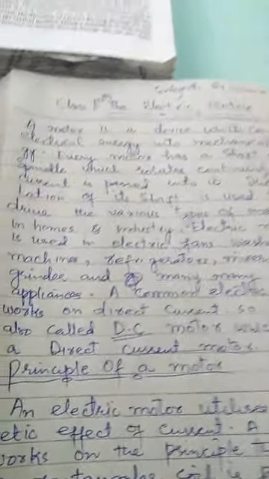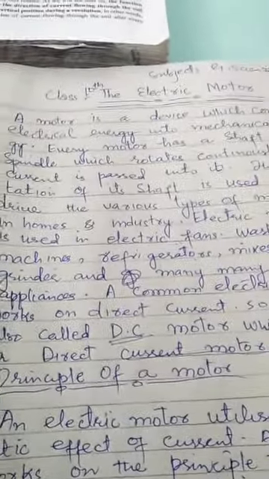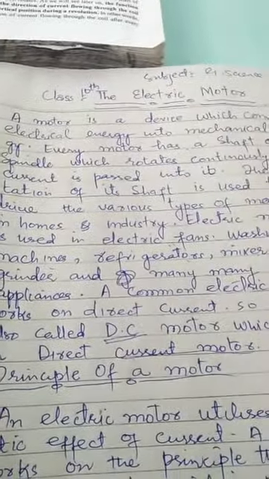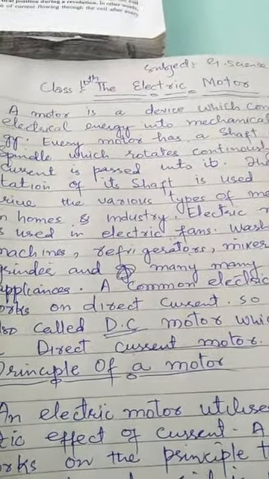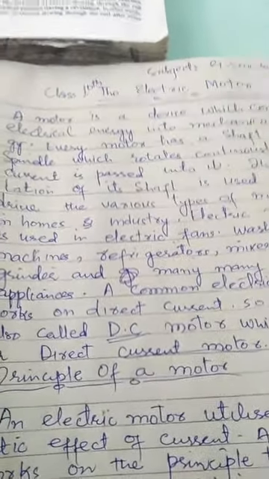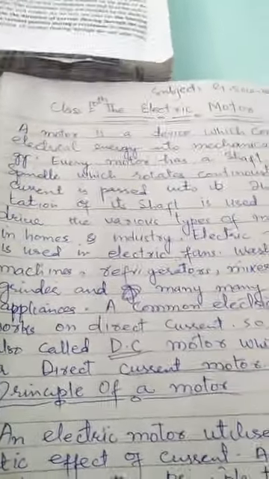When electric current is passed into an electric motor, what happens? Its shaft or spindle rotates continuously, and the rotation of its shaft is used to drive various types of machines.